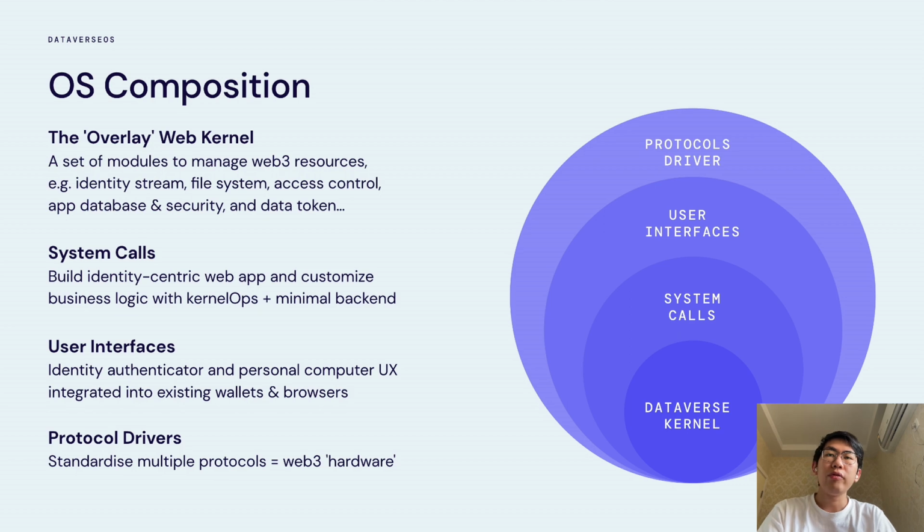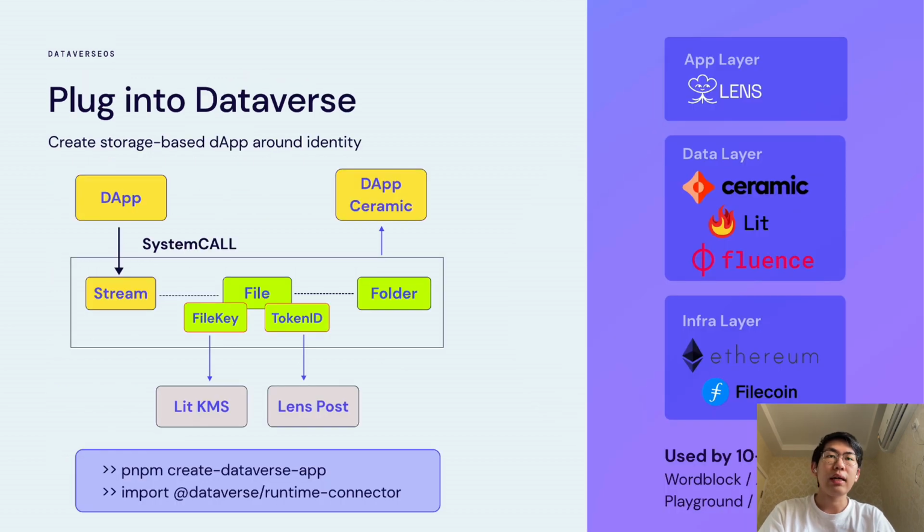So now let me give you a brief overview of the tech stacks behind Dataverse OS, and hopefully give you a simple total view of how the system works. In general, our system integrates and coordinates many protocols. We have application layer protocols like Lens, storage layer like Ceramic and Fluence, access control layer like Lit, and infrastructure layer such as Ethereum and Filecoin. So the file system is able to hold all the files over all the applications by linking data streams on Ceramic.